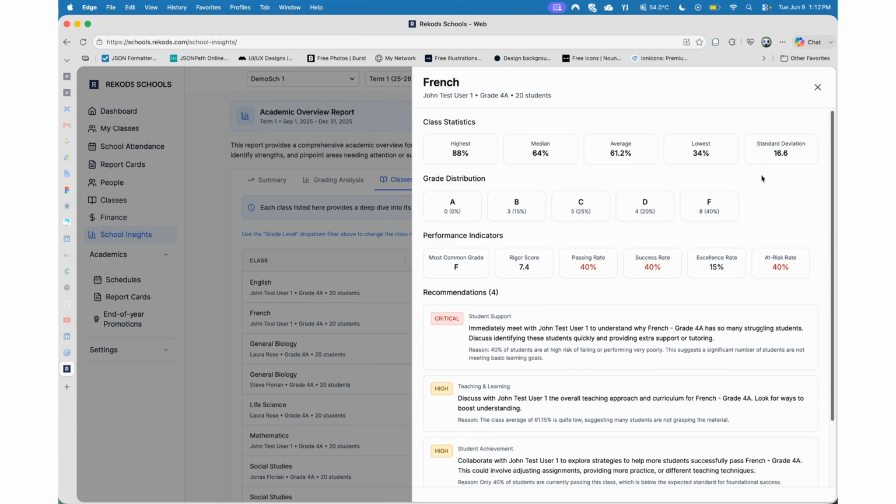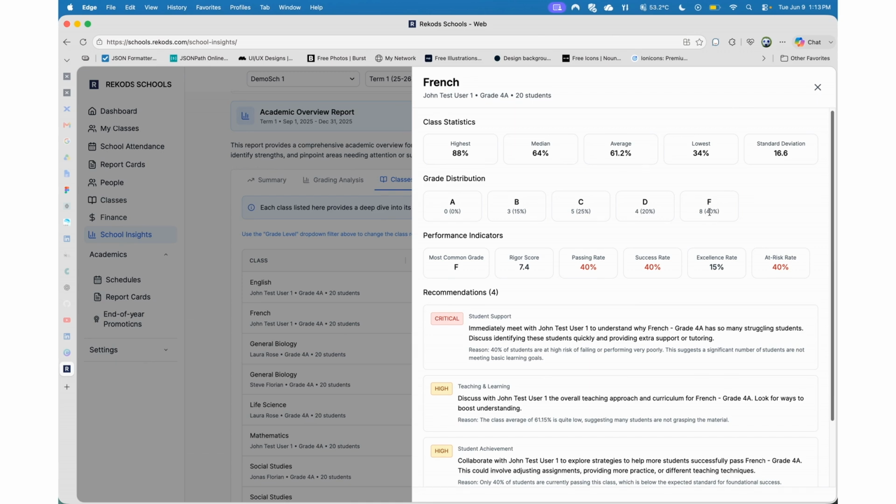The grade distribution shows you the shape of the class statistics. No A, 3 Bs, 5 Cs, 4 Ds, and 8 Fs. 40% of this class receiving Fs is significant, and it's the kind of thing that would be easy to miss if you were only looking at the class average.